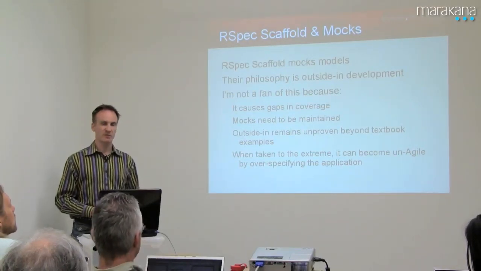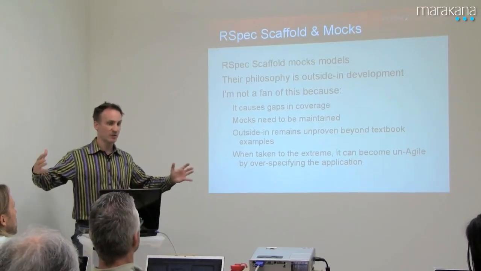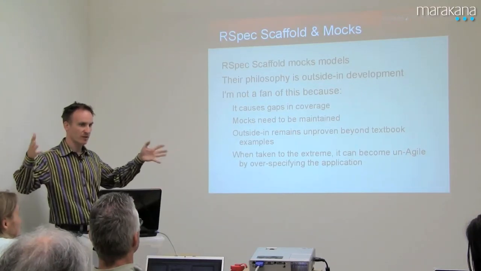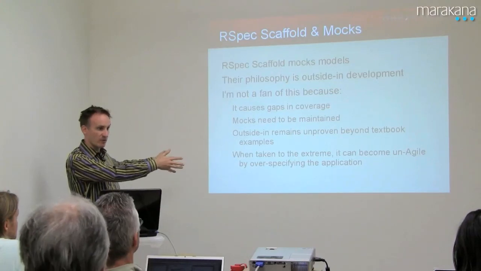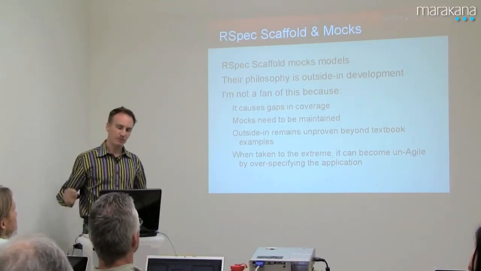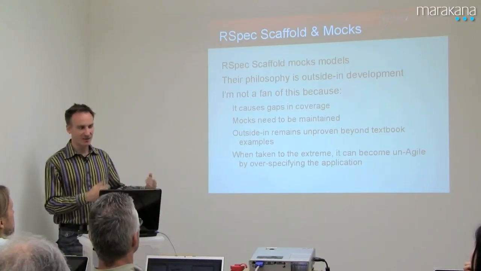When taken to the extreme, this whole outside-in becomes very unagile because you get tempted to overbuild the application in your nifty little Cucumber tests before you actually do anything. You have all this mocking stuff, and then by the time you're done, time has moved on and the application requirements have changed. So it becomes waterfall again, which is full circle. So be careful with that stuff.